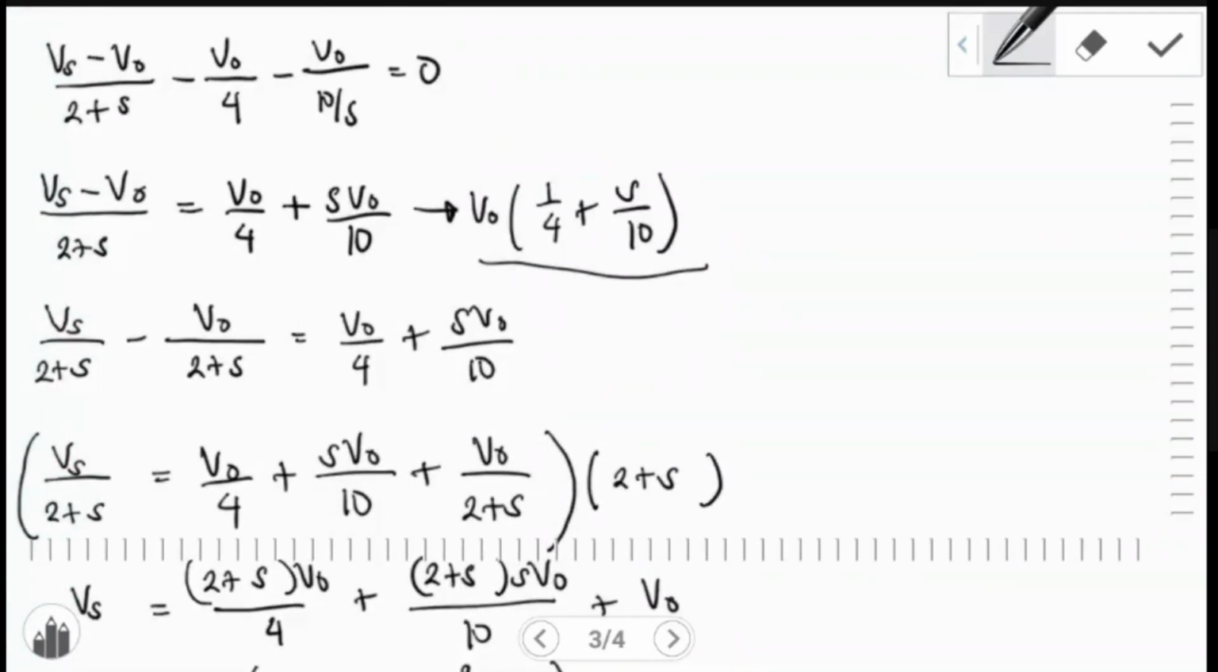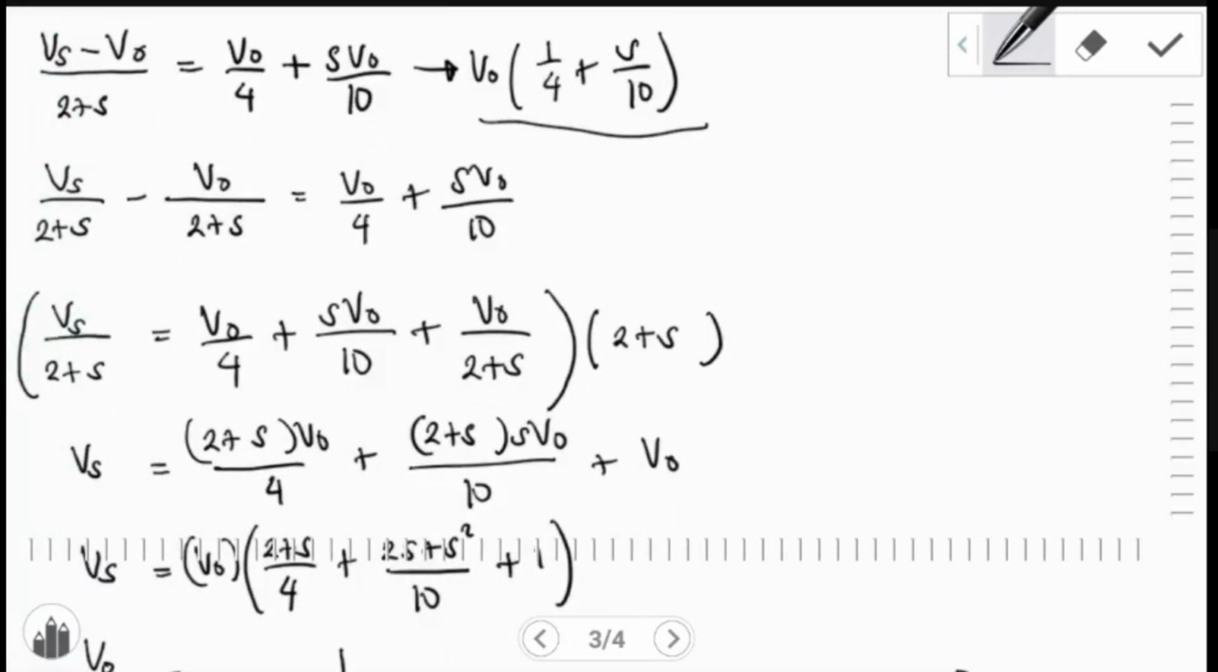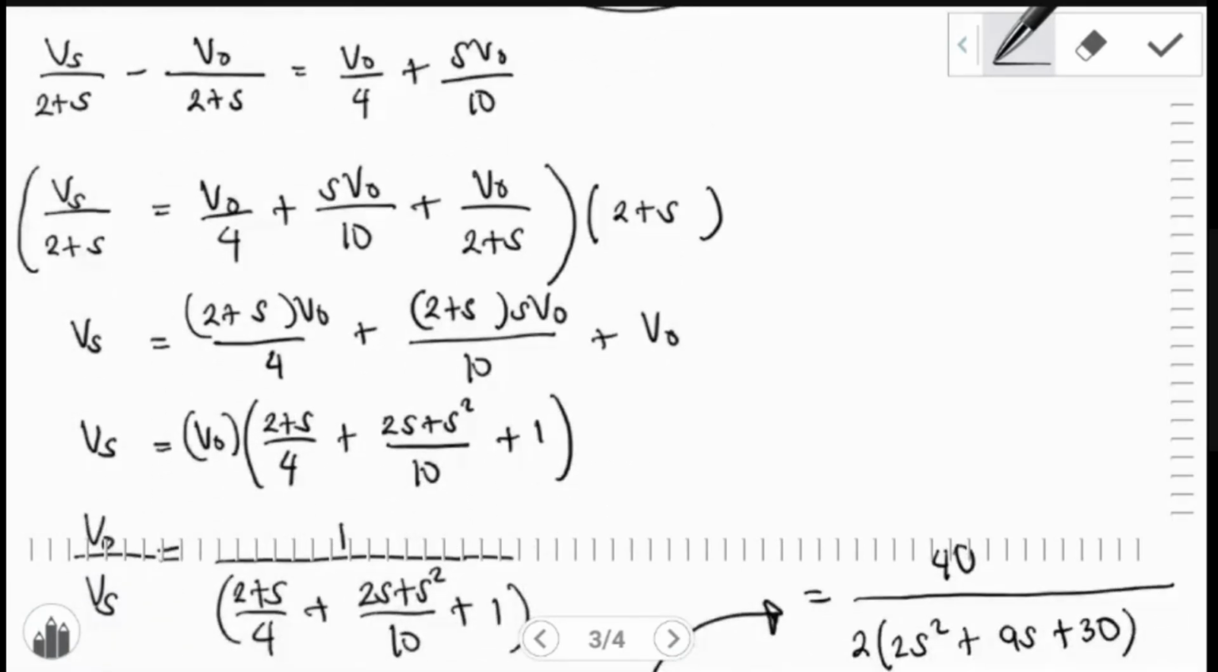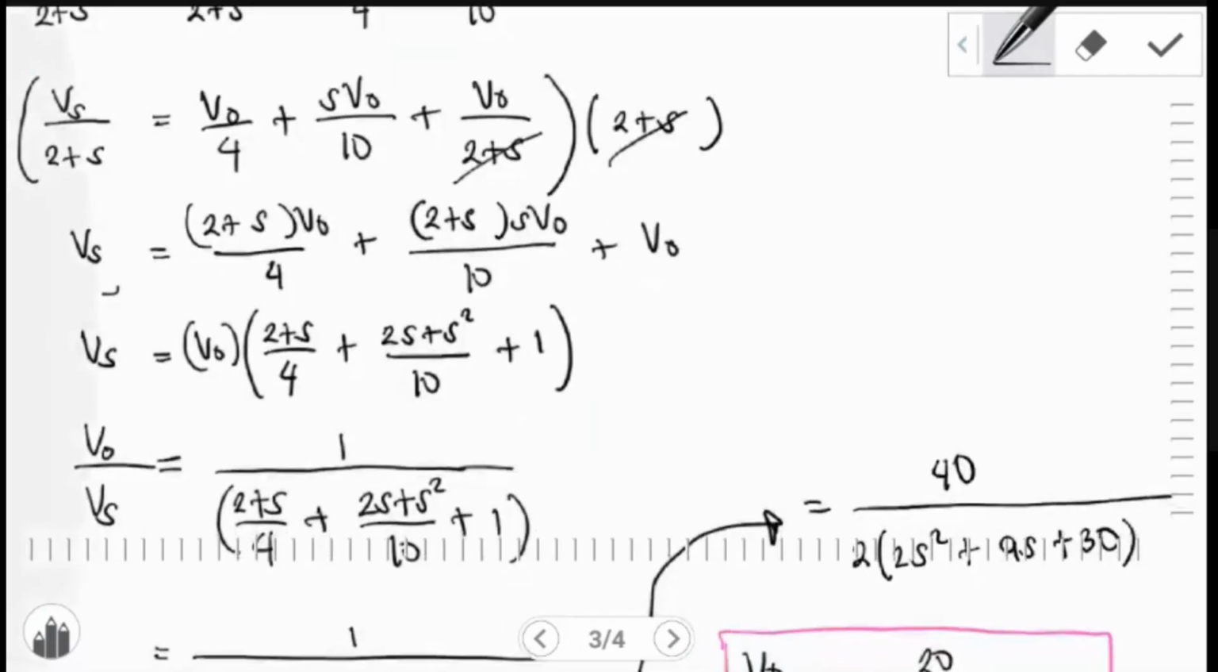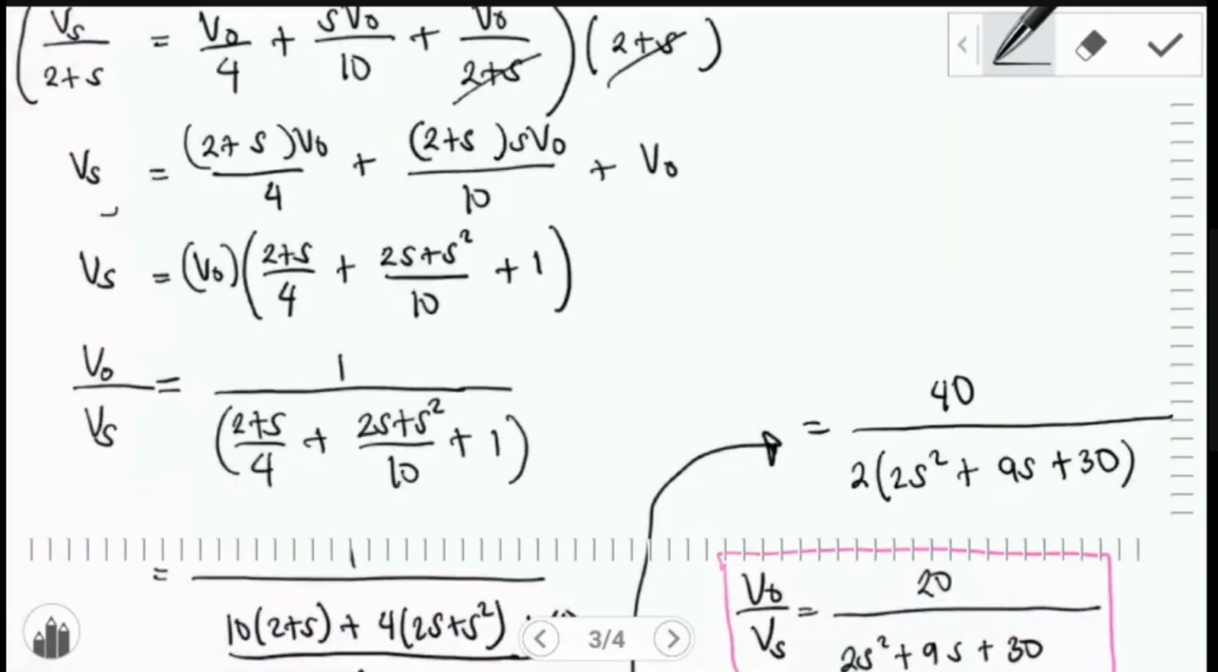Next, separate the terms: Vs over 2 plus S minus VO over 2 plus S is equal to VO over 4 plus S VO over 10. Then multiply by 2 plus S to obtain Vs on the left side. That is Vs equals the quantity 2 plus S times VO over 4, plus the quantity 2 plus S times S VO over 10, plus VO. Factoring out VO, we obtain Vs equals VO times the quantity of 2 plus S over 4 plus 2S plus S squared over 10 plus 1.